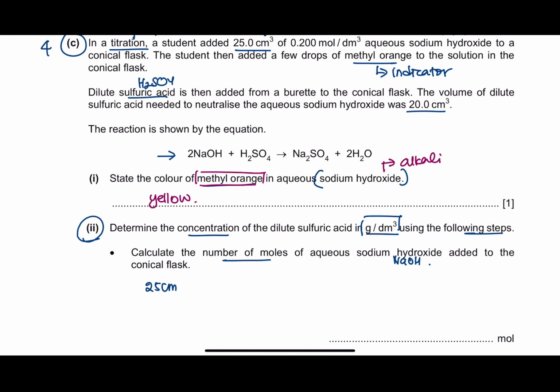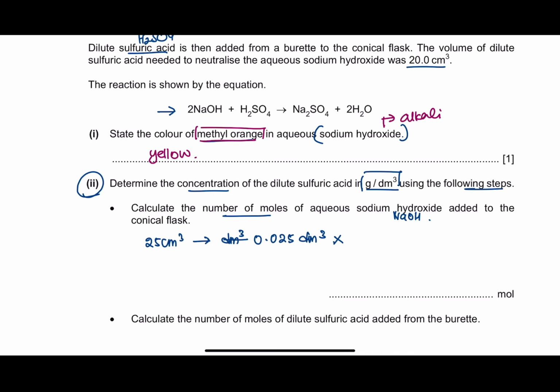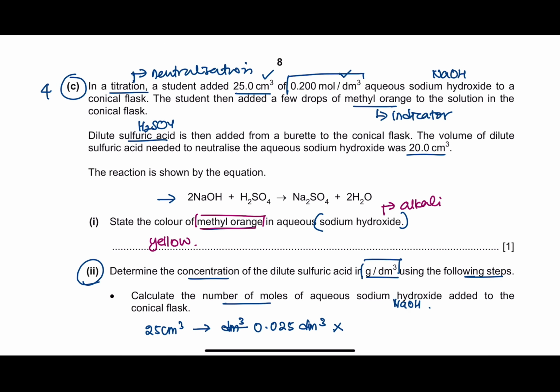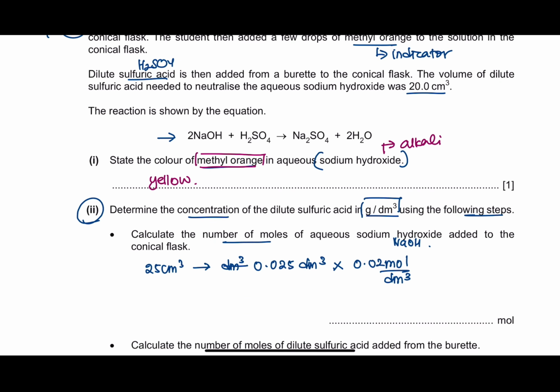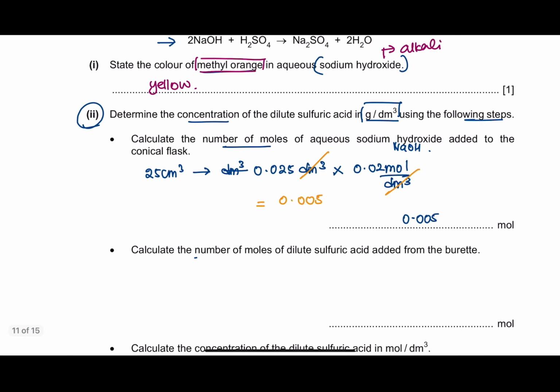First step is to convert your volume into dm³, and this would give you a value of 0.025. And in order to achieve the number of moles, all you have to do is multiply it with the concentration given here. After multiplying with each other, you will get a value of 0.005 mole. The next step is asking you to calculate the number of moles for dilute sulfuric acid.